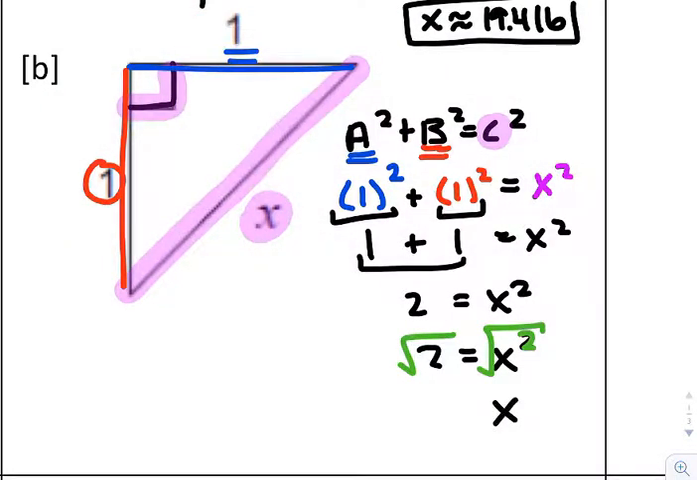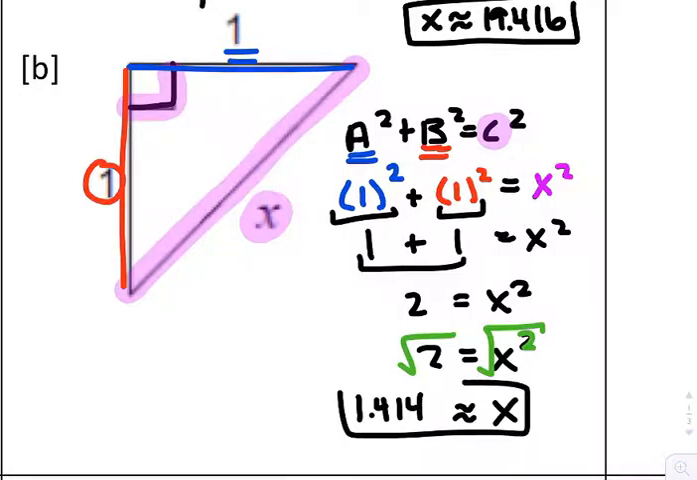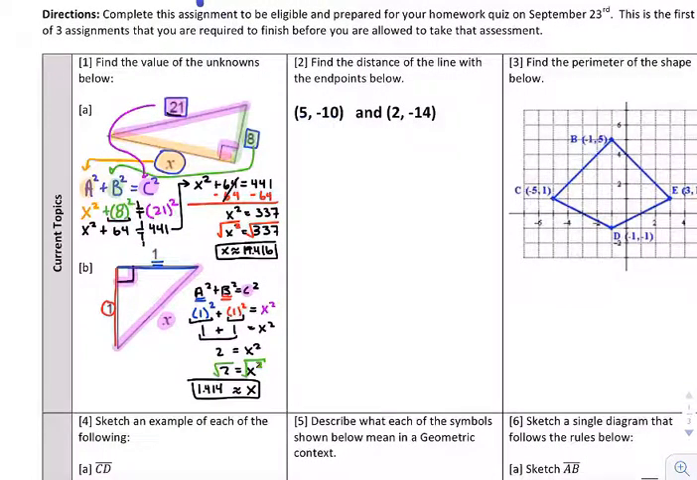So here we just have an x, and we need to approximate the square root of 2. So in our calculator, that ends up being 1.414. Okay? And so these first two problems are solved by using Pythagorean theorem.